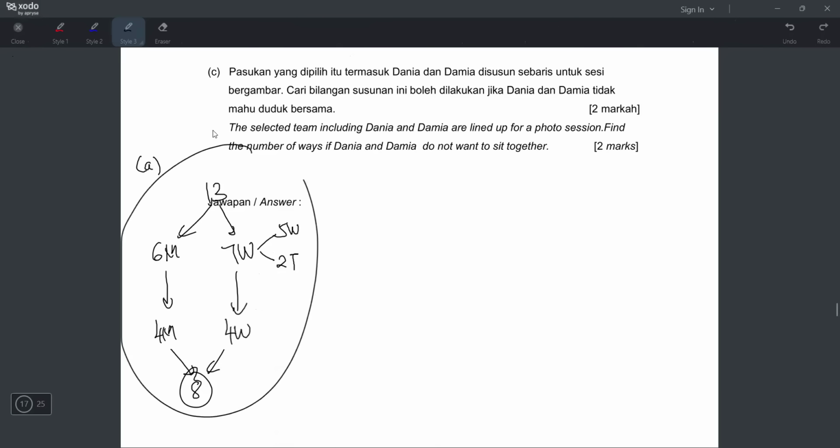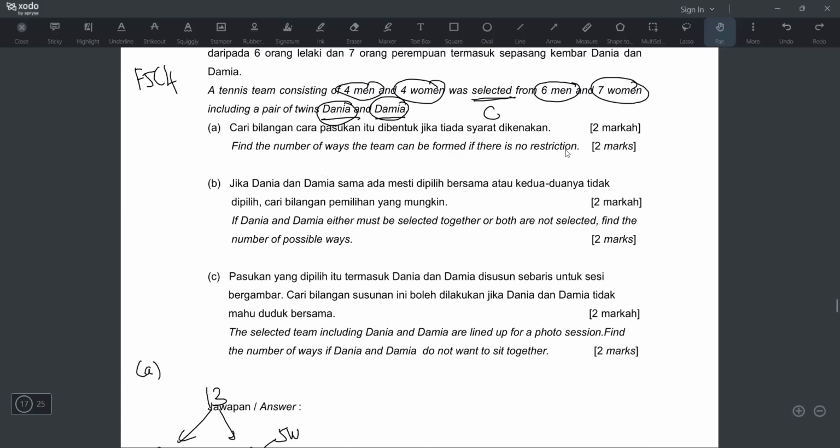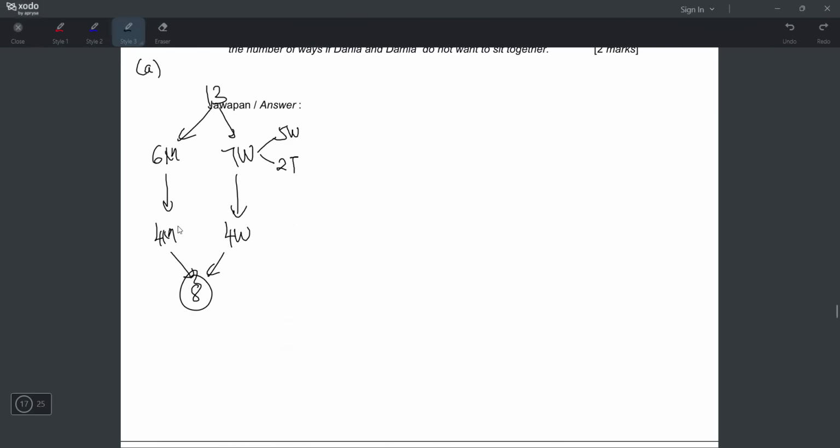Okay. So the reason I draw this is to make us have a general idea of what the question wants. So now A, they say find the number of ways the team can be formed if there is no restriction. Okay, walaupun dia kata no restriction, but it should be 4 men and 4 women also. Because that's the rule. The tennis team has to have 4 men, 4 women. Cannot have more than 4 men or less than 4 men. So it should be 6C4 and then times 7C4 lah. Okay, no restriction.